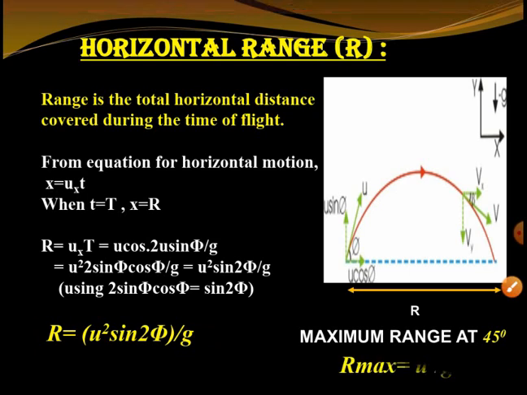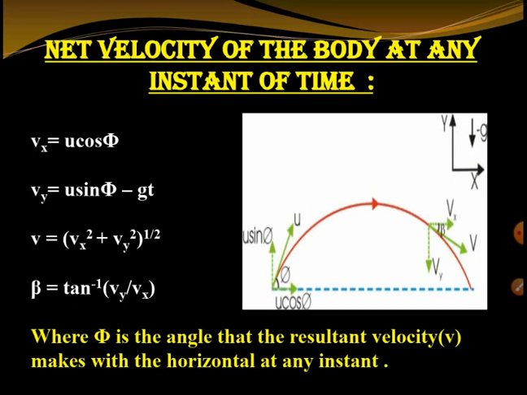Clear? Yes. Now lastly, we will try to find out the magnitude and direction of the velocity at any instant. That is given here. You can say net velocity of the body at any instant of time. Now let's take it somewhere here the body reaches. Your vx is always uniform along the horizontal direction, so it will be given by u cos theta, which was at the very beginning. But for vy, it will be changing by the equation vy will be equal to uy plus at, but a here is minus g, so it will be minus gt.